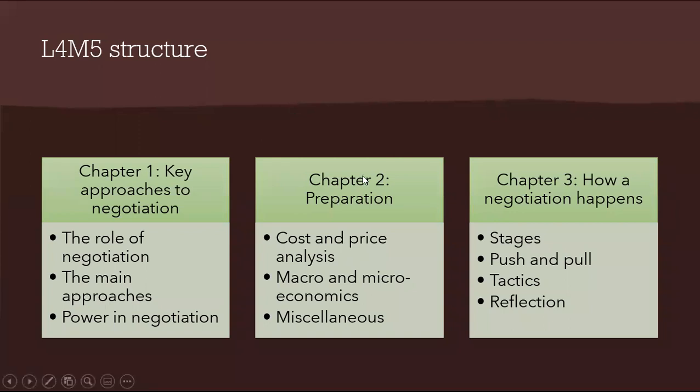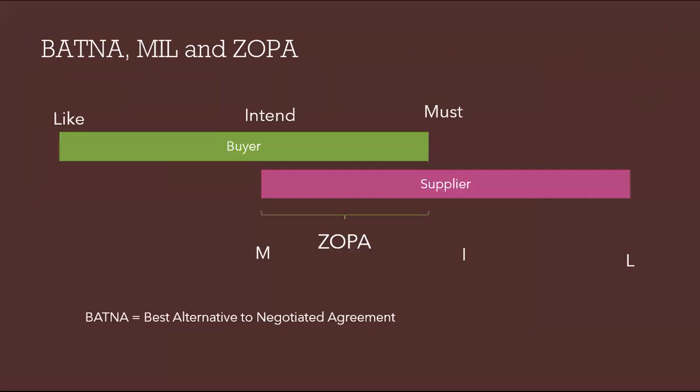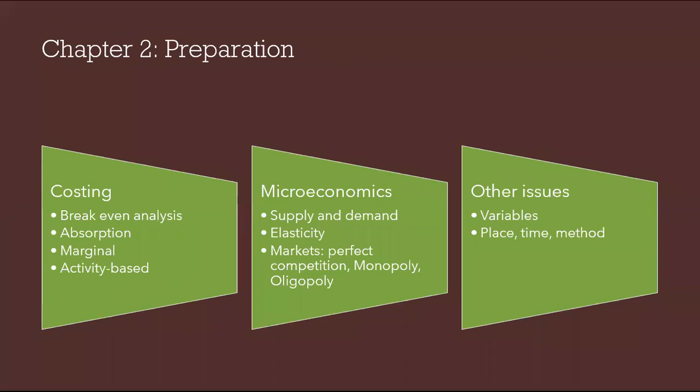Now chapter 2, and chapter 2 is harder because it has some technical knowledge of cost price analysis as well as macroeconomics. In chapter 2, we look at costing, macroeconomics, and other issues like variable, place, time, and method for negotiation.